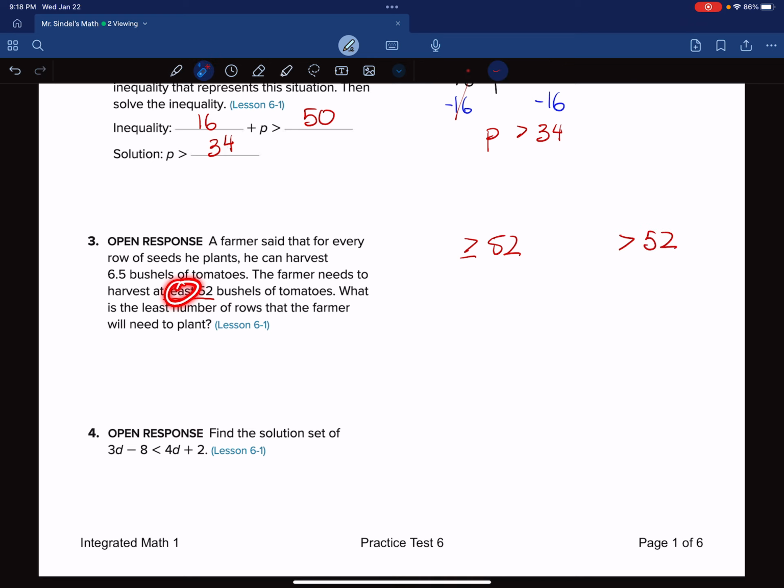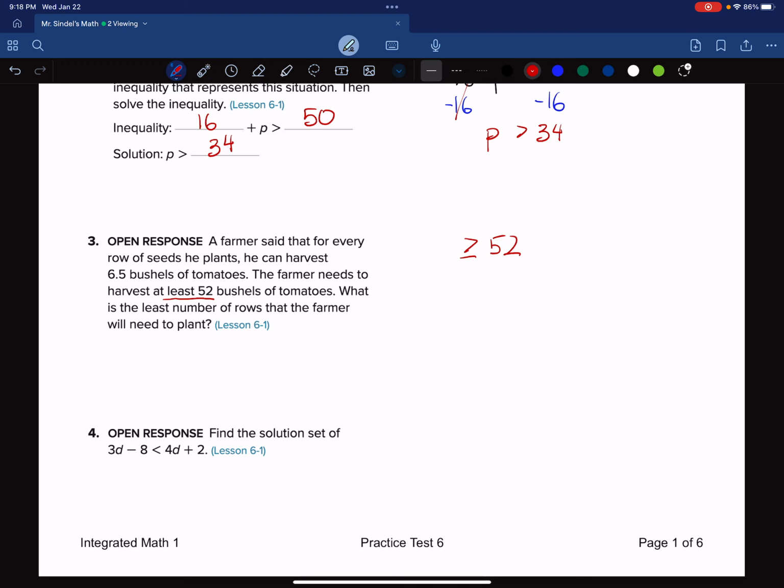So if it's at least 52, it can be 52 or more than, right? So it can be equal to in this case. It doesn't say strictly more than, so it doesn't make sense to use this one. I'm going to go ahead and erase that one. So we know this is part of our inequality, and my 5s are just not very good tonight. Let me go ahead and rewrite.